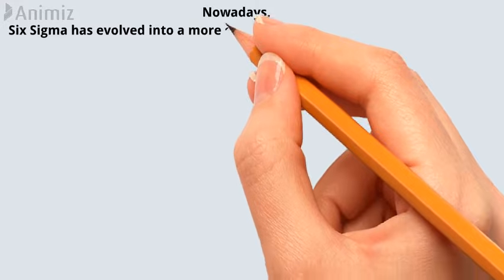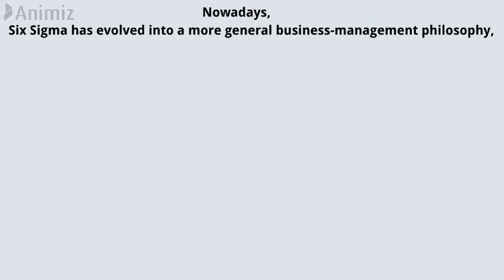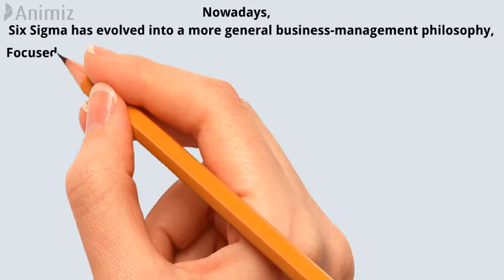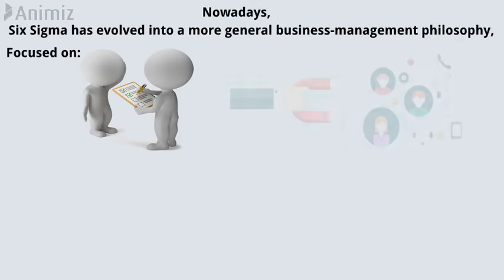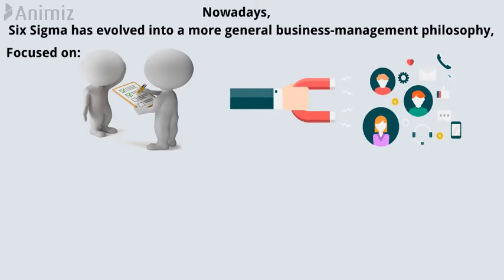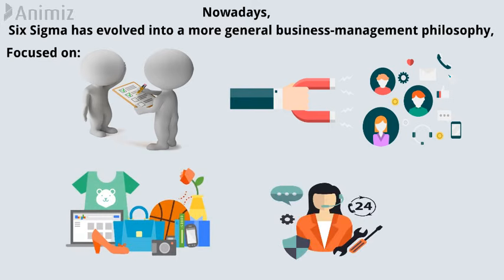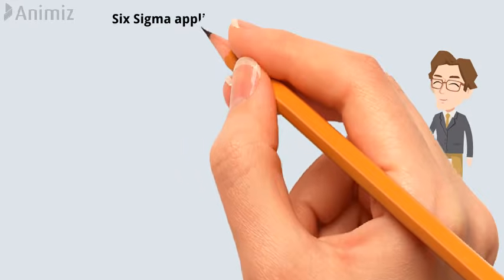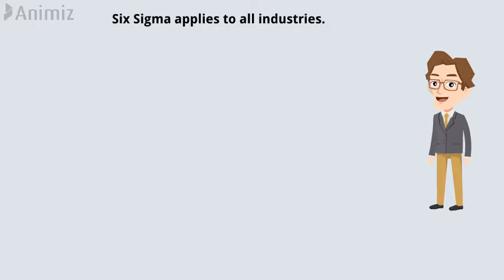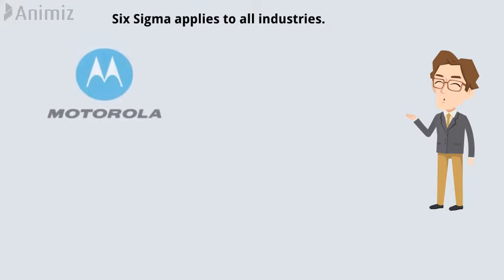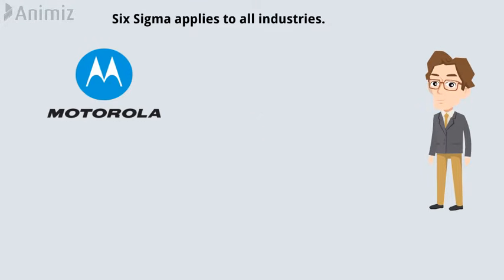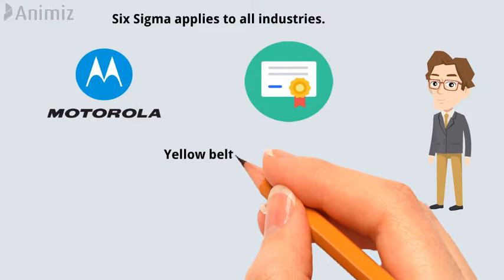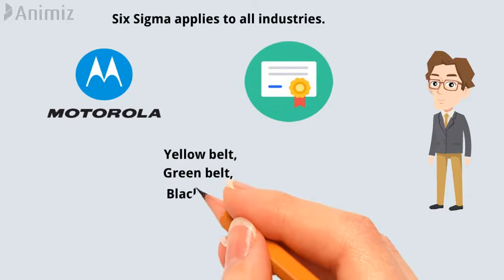Nowadays, Six Sigma has evolved into a more general business management philosophy, focused on meeting customer requirements, improving customer retention, and sustaining products and services. Six Sigma applies to all industries. Many vendors, including Motorola itself, offer Six Sigma training with special certifications carrying the names of Yellow Belt, Green Belt, and Black Belt.